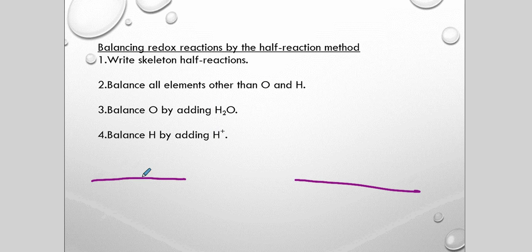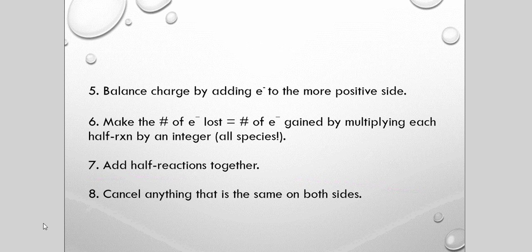Balance everything you can prior to adding oxygens and waters and hydrogens in. Balance everything you can first. Then you'll balance oxygen imbalance by adding water to whichever side needs it. You'll balance hydrogen imbalance by adding hydrogen ions to whatever side needs it. Then you'll balance charge by adding electrons to the more positive side. Whichever side is more positive, you add electrons to that side in both reactions.